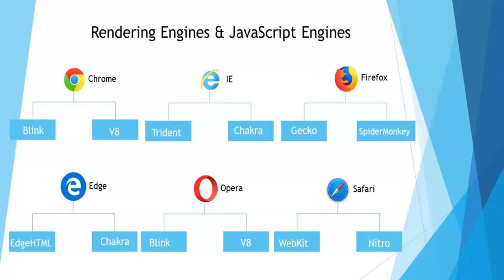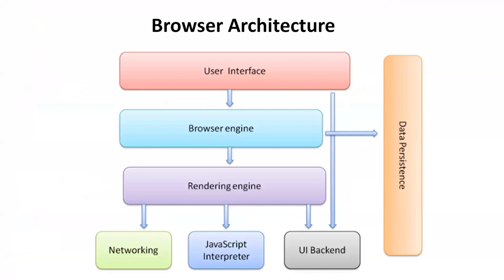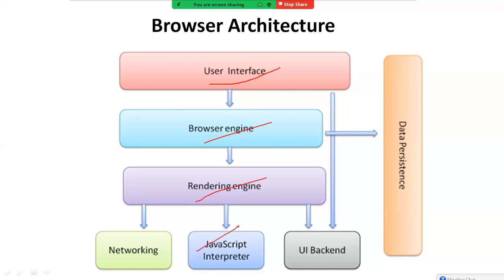Every browser has a UI. Every browser has a rendering engine and a browser engine. Every browser has a JavaScript interpreter. So user interface, browser engine, rendering engine, and JavaScript interpreter. The interpreter is responsible for translating the JavaScript line by line. An interpreter always translates line by line.